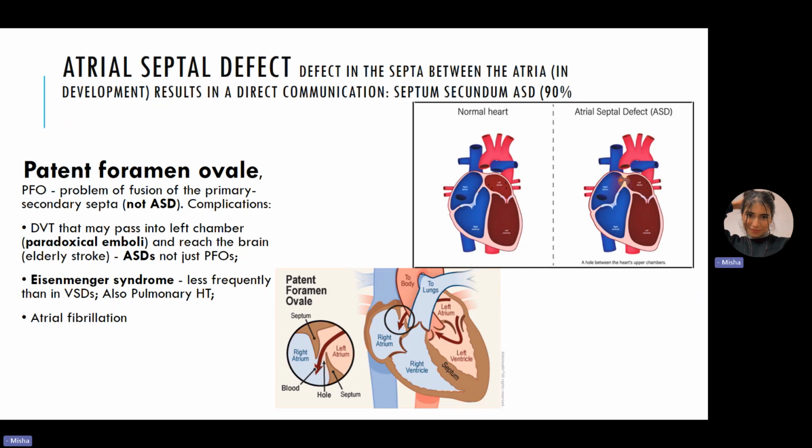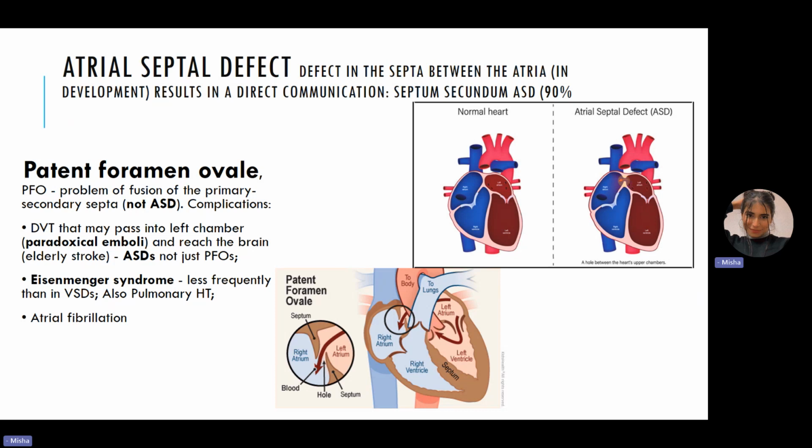Then the second one is Eisenmenger syndrome, where again, obviously, it's the same that I've explained previously. Also, there is pulmonary hypertension in this case. Then we have atrial fibrillation, and atrial fibrillation is due to the atrial hypertrophy that is occurring because of the increased pressure. So it's trying to adapt to that increased pressure, and it may even lead to right bundle branch block. And this is due to the long-term right ventricular dilation.